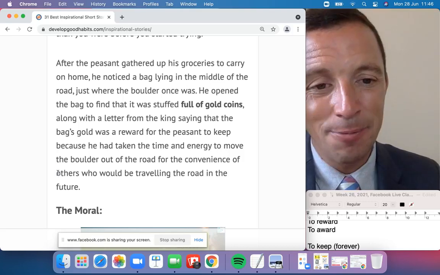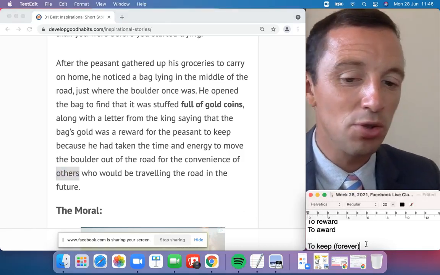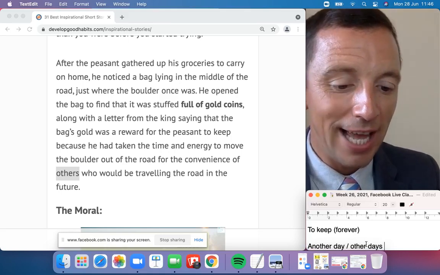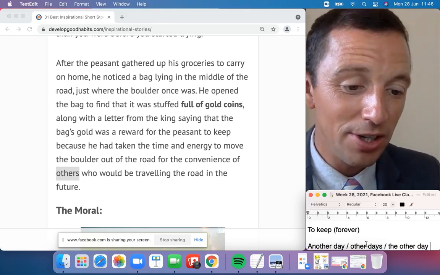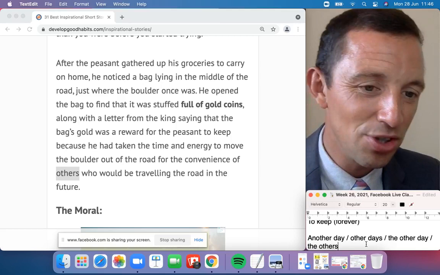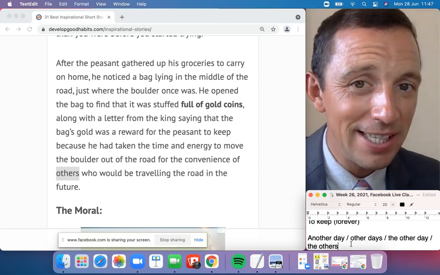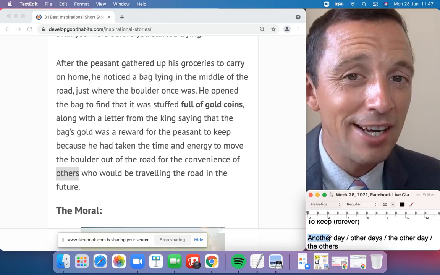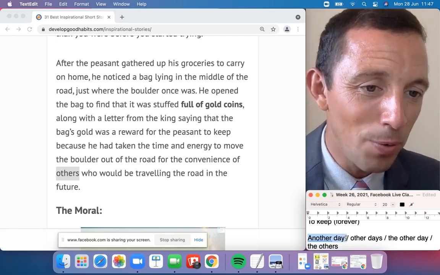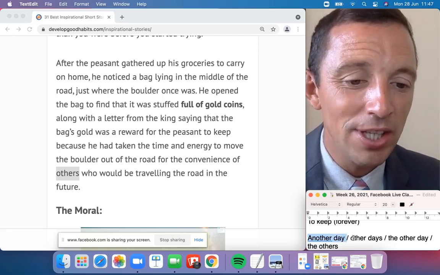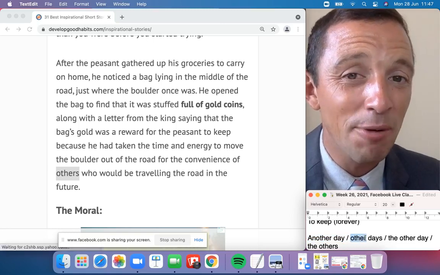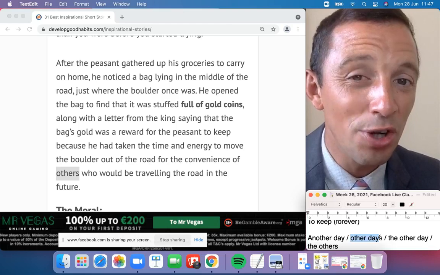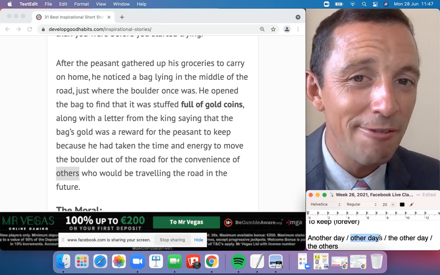And again, this is very, very important, the difference between another day, and you can say other days, but you can say the other day, or you can say the other. So there are four possibilities that are very, very important. Another is basically for singular nouns, another day, another week, another year, another person. And other is typically for plural nouns, other days, other weeks, other years, other people. Very, very interesting, very, very important.